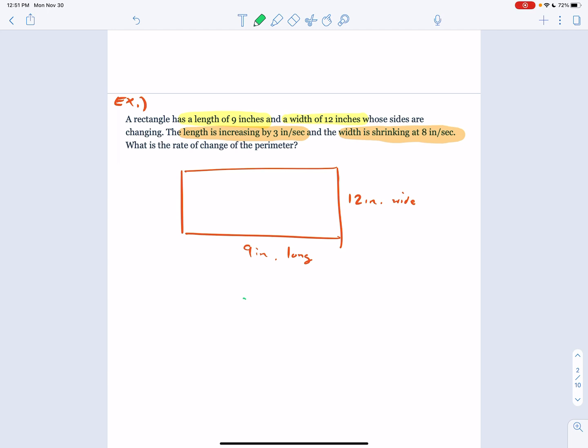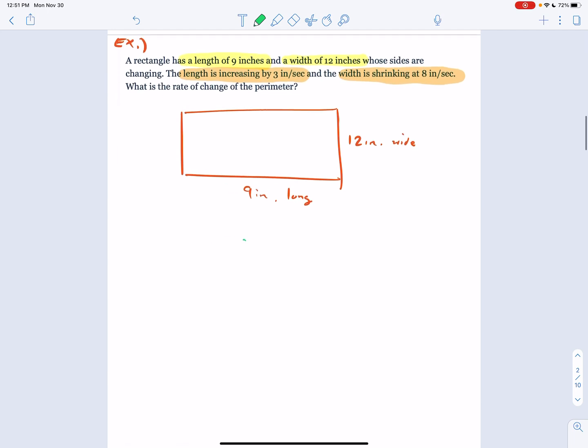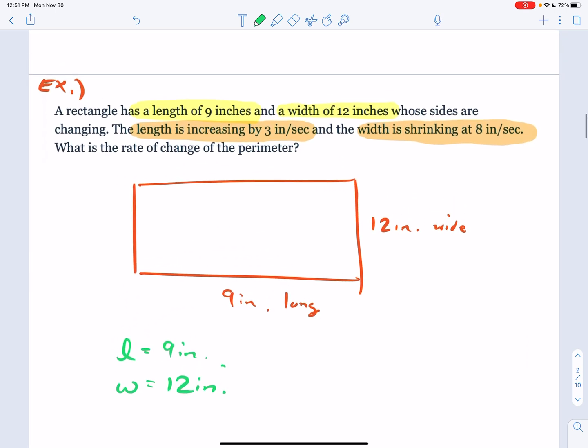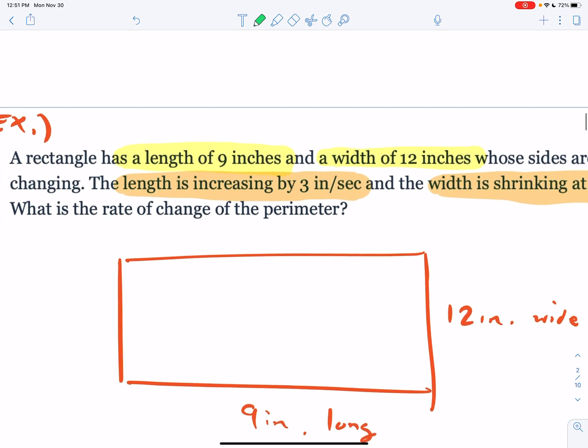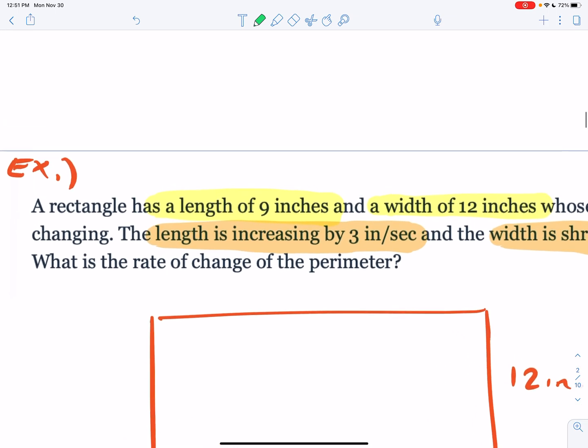So the first step here is you want to write down everything that they give you. Okay? So I'm going to write it down with you. We know that the length is 9 inches. We know that the width is 12 inches. Okay? We know that the length is increasing by 3 inches per second. So this is loaded right here, okay? But let me break it down so it's easier for you to understand. The length is increasing by 3 inches per second.